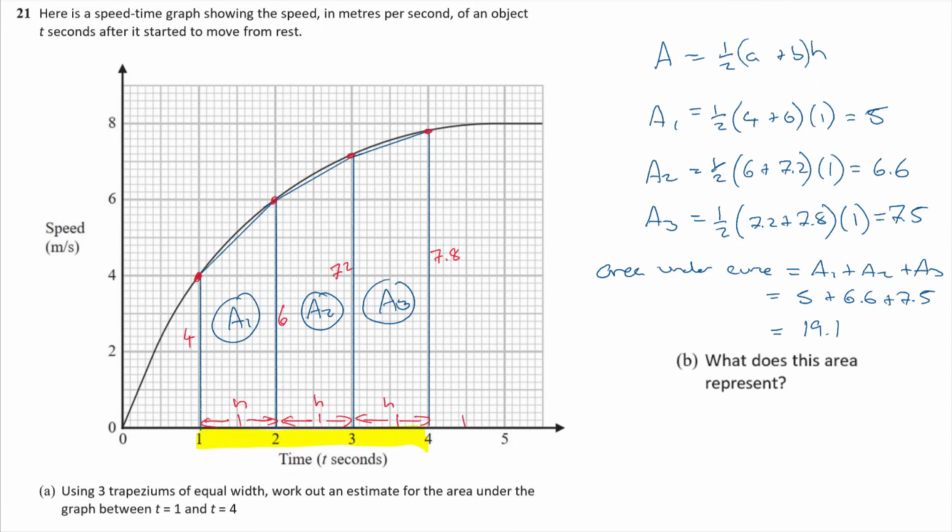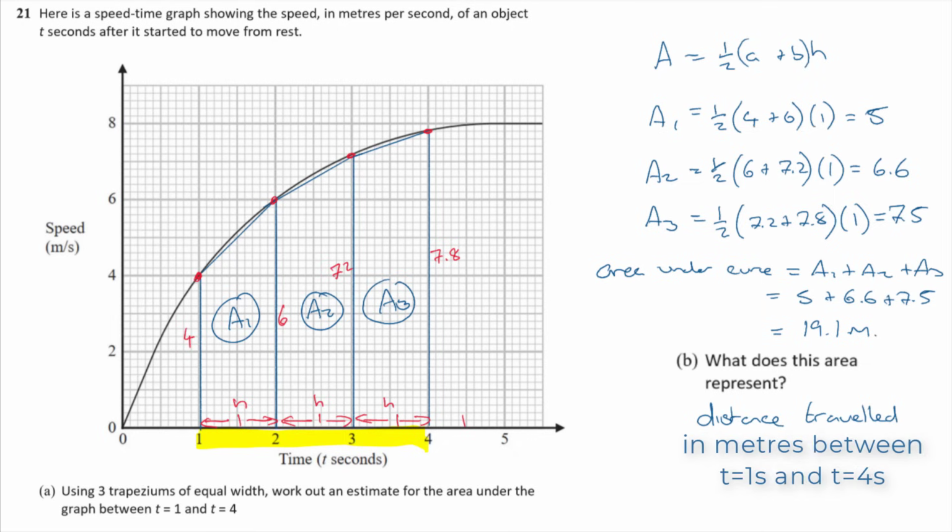Now, what does this area represent? Well, the area under a speed-time graph is distance, isn't it? So it represents distance traveled. So presumably that 19.1, because I had speed in meters per second and time in seconds, I'm assuming then that's 19.1 meters that the object traveled during the course of the time between 1 and 4 seconds.